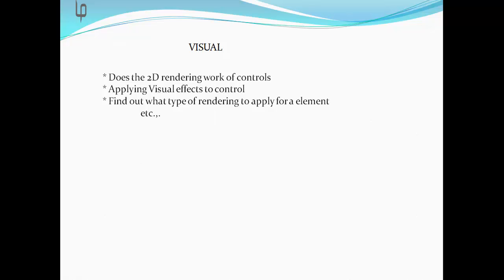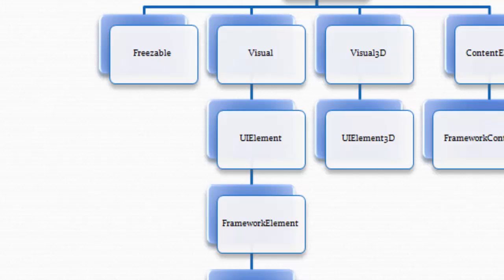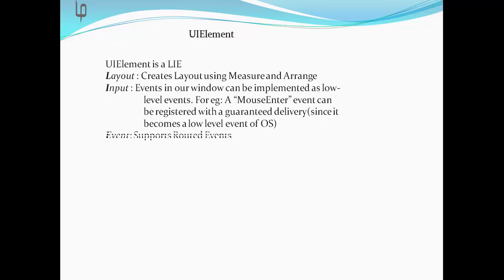Otherwise, whatever you write, nothing is going to show up on the screen. Now let's talk about UI element, and then framework element. UI element is a lie. No, it's not a lie actually. LIE stands for layout, input and event. So layout creates a layout using measure and arrange mechanism. So measure and arrange, we can look into it later.